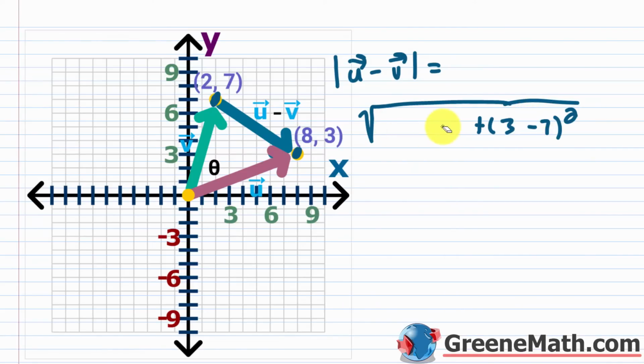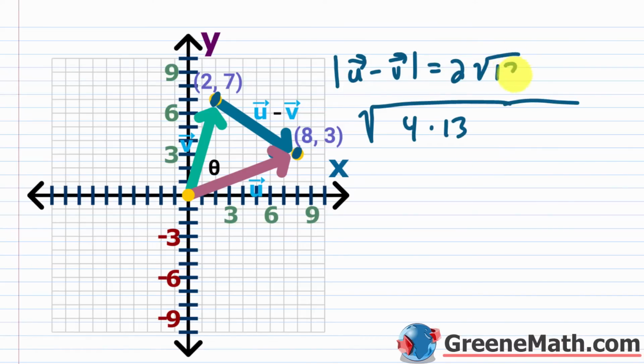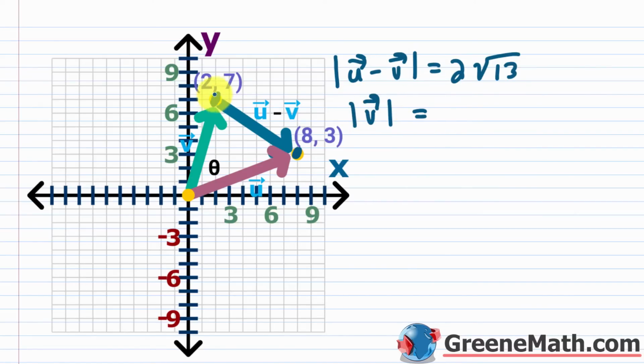So this is going to be 6 squared, or 36. And this right here is going to be negative 4 squared, or 16. So 36 plus 16, that's going to be 52. And you could write that as 4 times 13. So this would be 2 times the square root of 13 if you simplified it. Then we also need the magnitude of my vector v. So that's pretty easy. Again, the terminal point here is 2, 7. So it's the square root of 2 squared, which is 4, plus 7 squared, which is 49. 4 plus 49 is 53. So this is just the square root of 53.